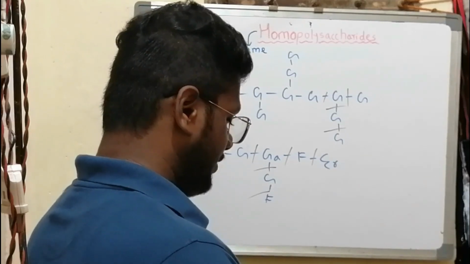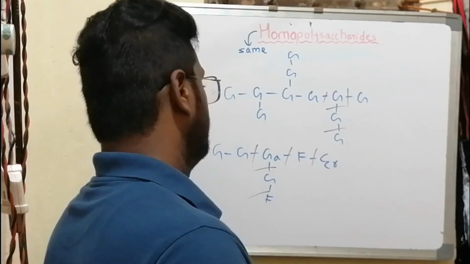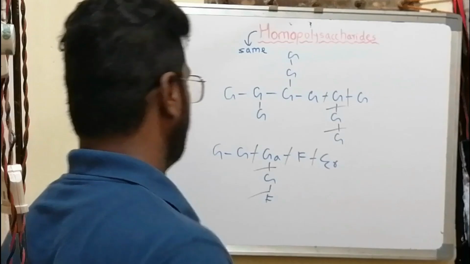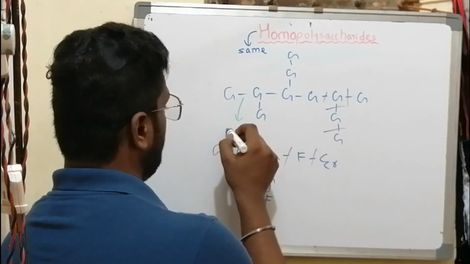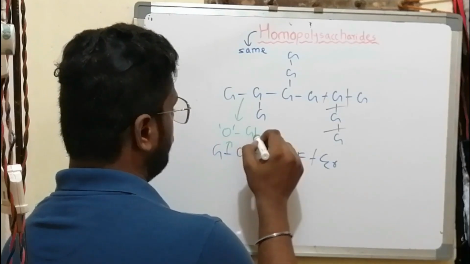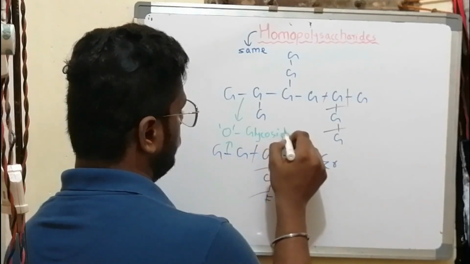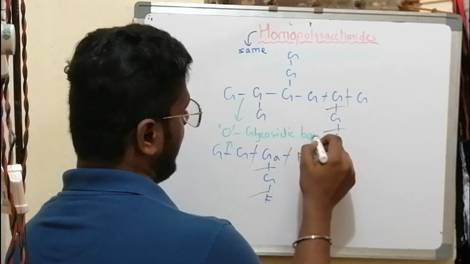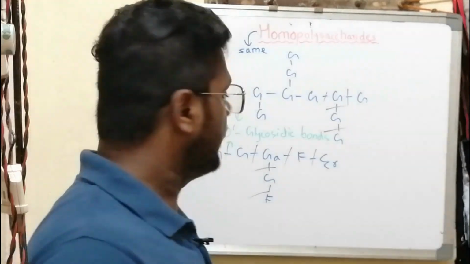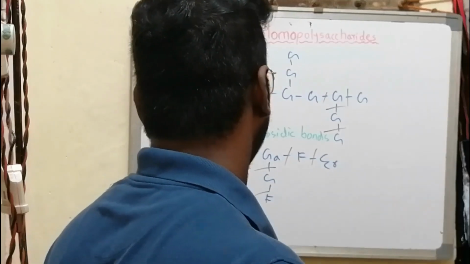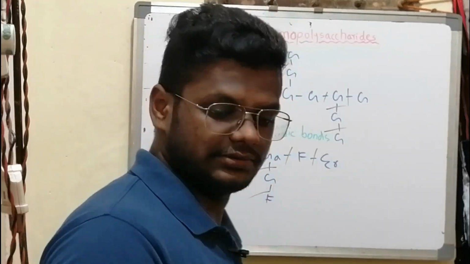Now the linkages between these carbohydrates, these polysaccharides, which you can see, are nothing but O-glycosidic bonds. These are glycosidic linkages which are held together by an oxygen molecule. Now let's see it in depth.